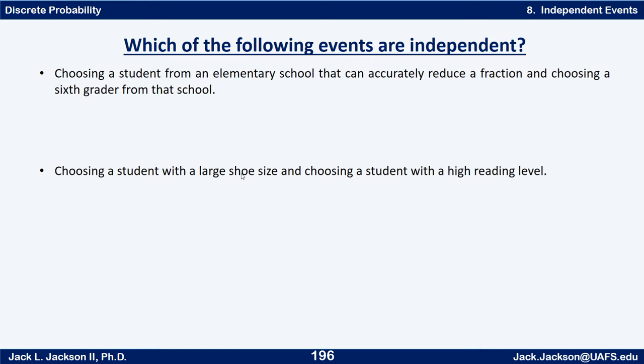Okay, how about a couple more? Choosing a student from an elementary school that can accurately reduce a fraction and choosing a 6th grader from that same school. And secondly, choosing a student with a large shoe size and choosing a student with a high reading level. Are those events independent or dependent? Press pause if you need to think about it.